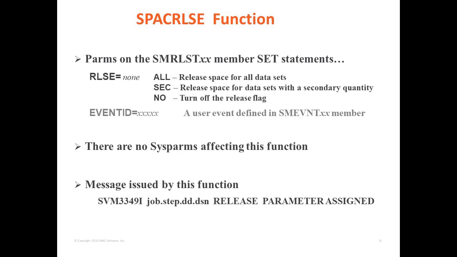The RSLT set statement parm is the release with one of three options. All releases space for all eligible datasets. Sec reduces space for datasets with a secondary quantity. No turns off the release flag. There are no global sysparms that affect the function. The informational message that is displayed validates that the release parameter was assigned to the dataset displayed in the message.